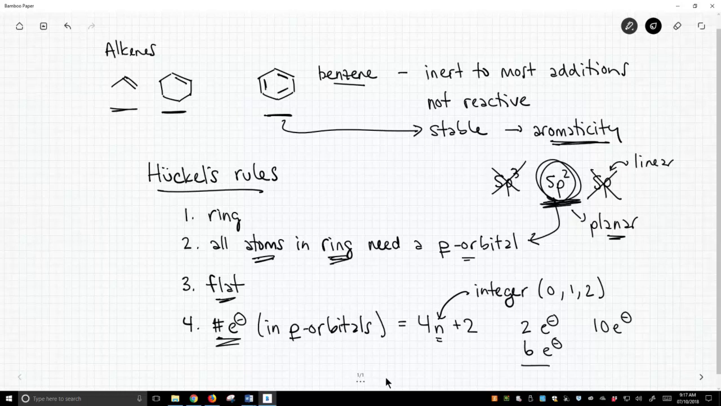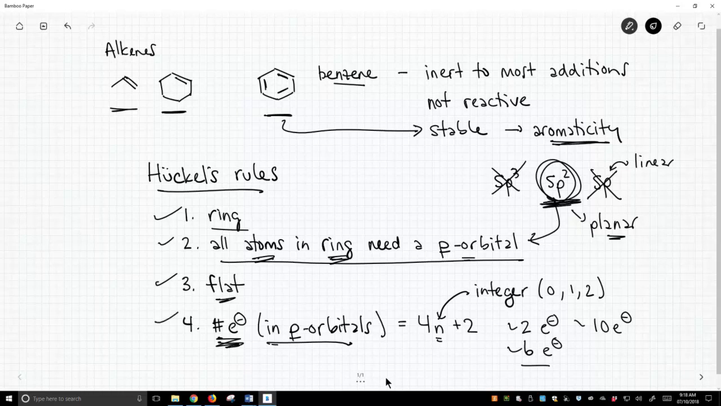So we need a ring. All the atoms in the ring need a p orbital. Check, check. We need it to be flat, and the number of electrons in the p orbitals must be 2 or 6 or 10 electrons.